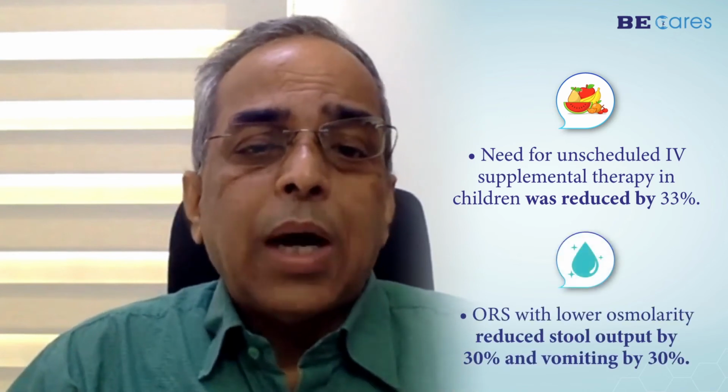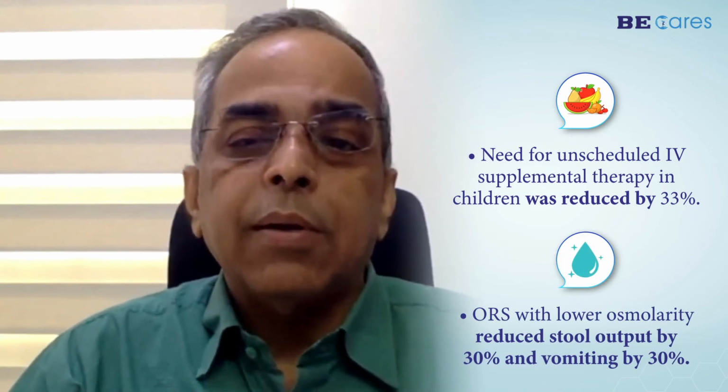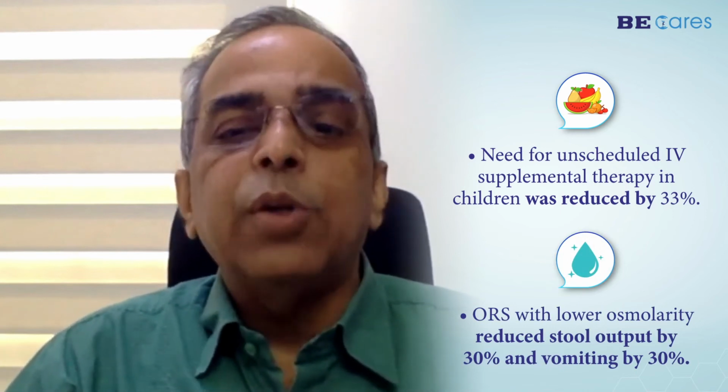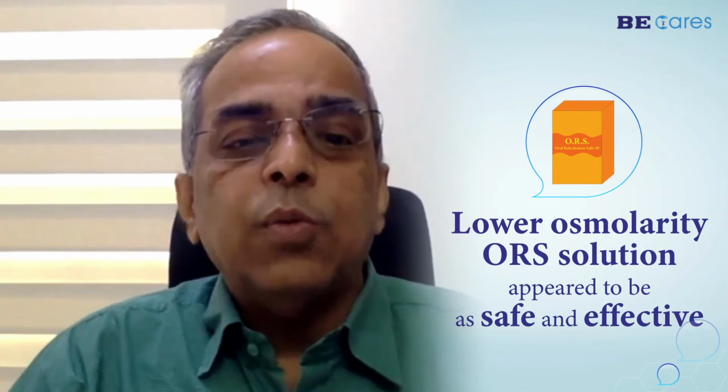When the data is compared to other ORS with lower osmolarity, that is 210 to 268 millimoles per liter, with a little lesser sodium content of 50 to 75 milliequivalents per liter, the stool output was reduced by approximately 20%, and the incidence of vomiting was reduced by 30%. So the adverse effect of vomiting is less with low osmolarity ORS. This helps in inferring that 245 millimoles per liter ORS, that is reduced osmolarity ORS, appears to be as safe and effective as standard ORS for use in children even with cholera.